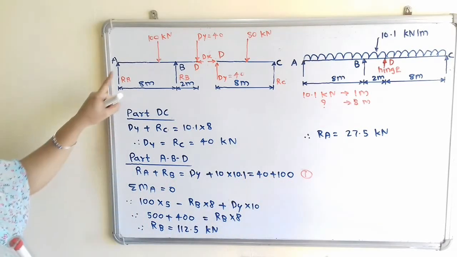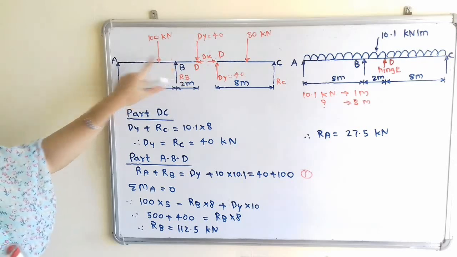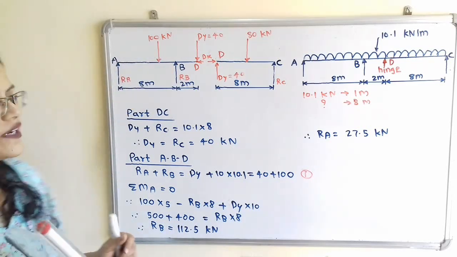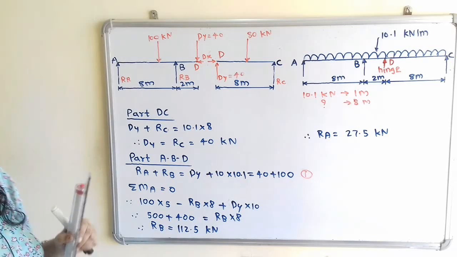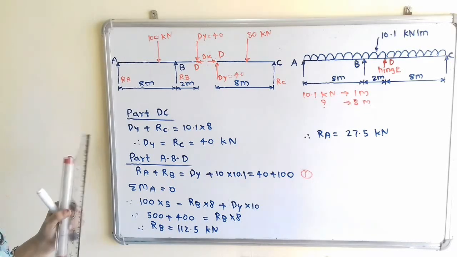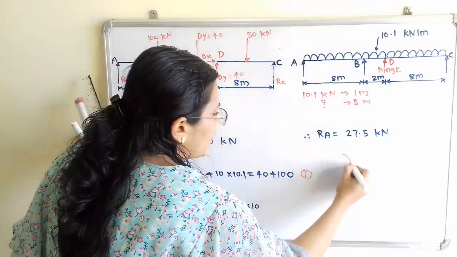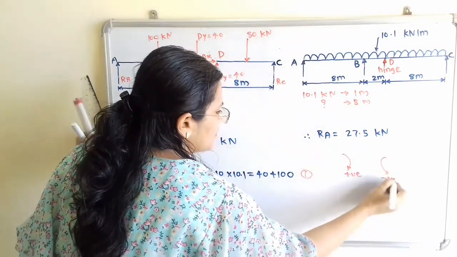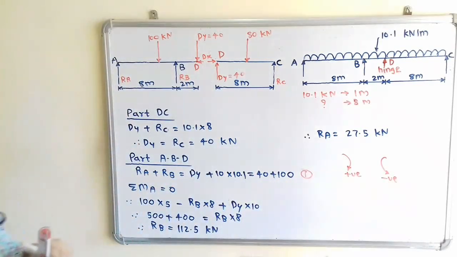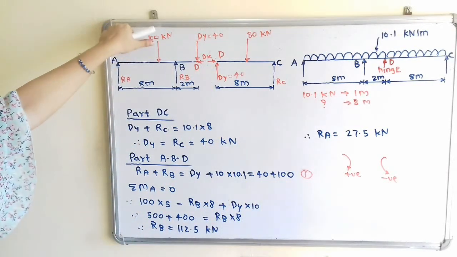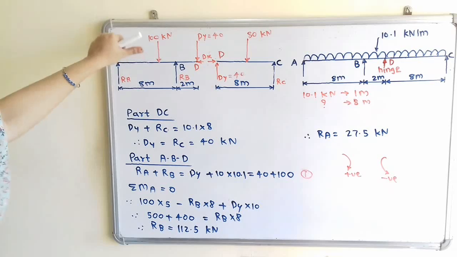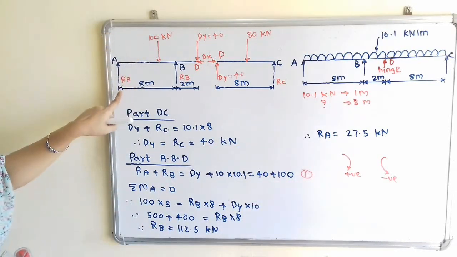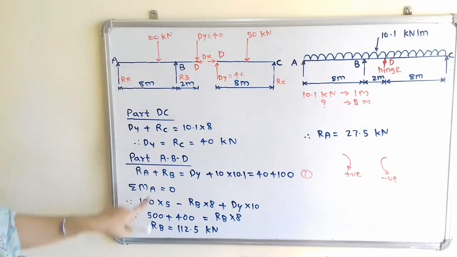Now we will take summation of moment of all forces about point A is equal to 0. So how to take this moment? For that we will first decide the sign convention. For the clockwise direction we will take positive sign, and for anti-clockwise direction we will take the negative sign. So if I move the compass in the direction of 100 kilonewton, then it is in clockwise direction. So how to take moment? 100 multiplied by this distance is 5.